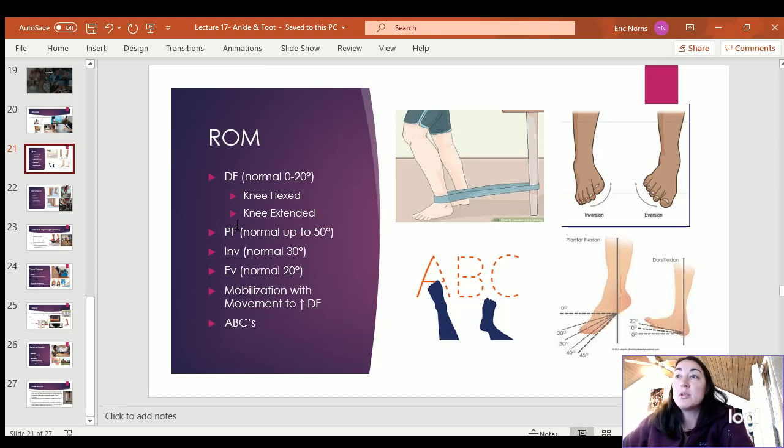Plantar flexion, normal is up to 50 degrees of plantar flexion. Inversion, normal value is 30 degrees, and eversion 20 degrees.